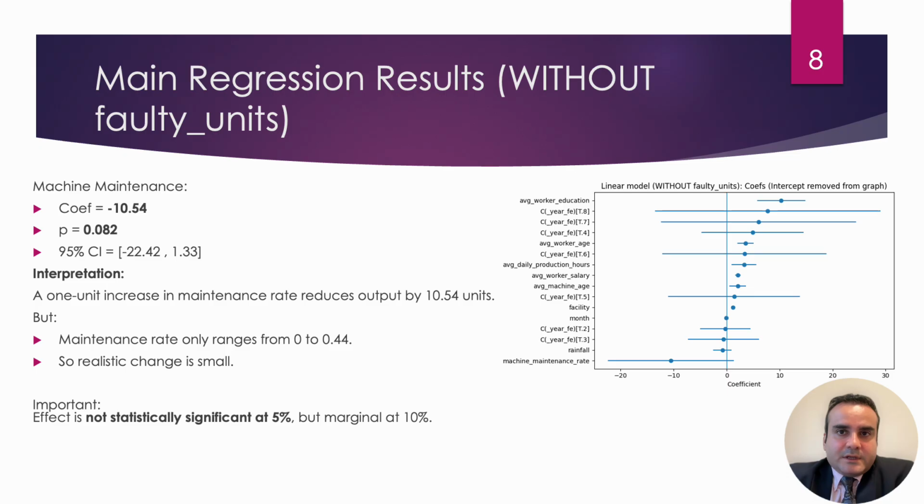The main regression results show that the estimated coefficient for machine maintenance is negative, with a value of approximately negative 10.45. This suggests that higher maintenance is associated with slightly lower output. However, the p-value for this observation is approximately 0.82, which means the effect is not statistically significant at the conventional 0.05 level, although it is marginally significant at the 10% level. Therefore, the evidence for a maintenance effect is relatively weak.